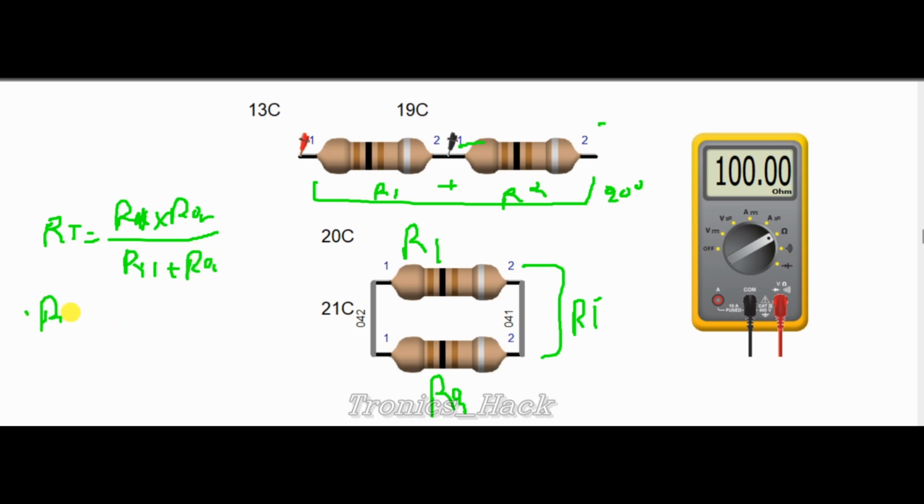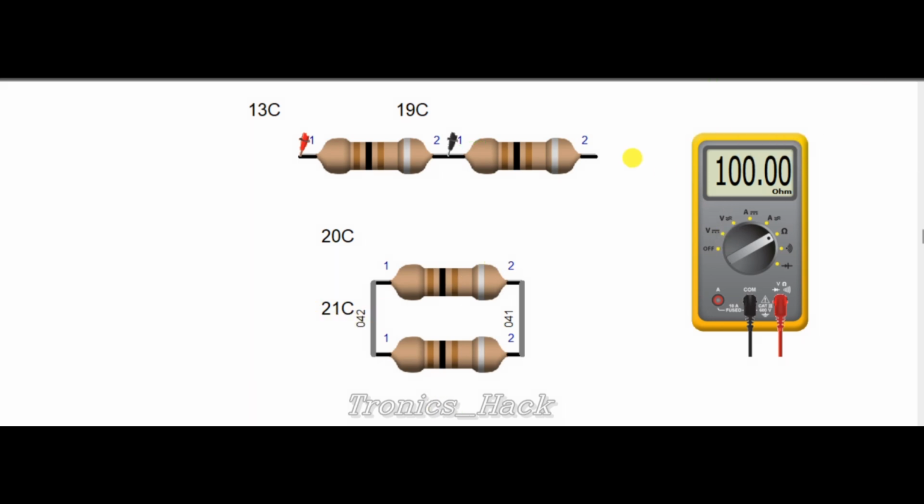So if I put in the values, this one is 100 times 100, which gives me 10,000, and R1 plus R2 gives me 200. If I cancel these, I get 50 ohms. And then if I measure it there, like this, in that place, I get 50.